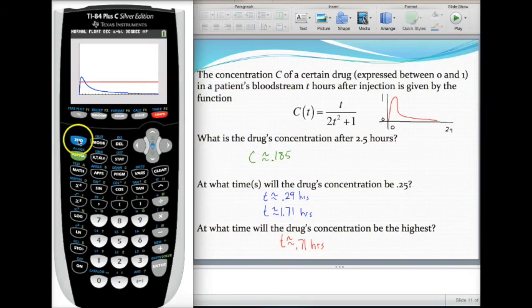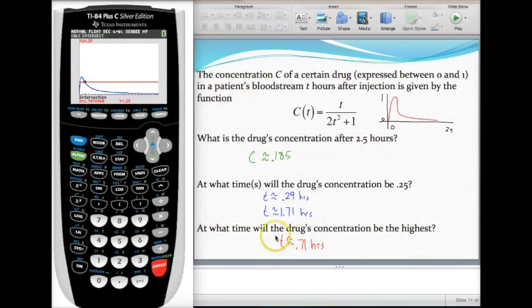So what you'll need to do is go ahead and hit second trace to go into the calculate menu, and then select option 5, intersect. And all you need to do is trace over close to it. I'm not going to do both of these. I'll let you guys do the other one. But trace over close to one of your two intersection points. You would need to do this for both of them. I'll just find this one. And then just hit enter 3 times. And what we'll find is the exact X value, about 1.71 hours, when our concentration is about 0.25. Go ahead and do the same thing over here, and you can find your second intersection.